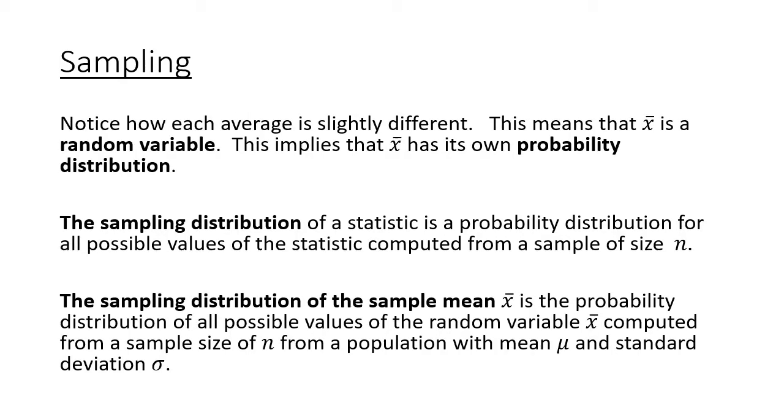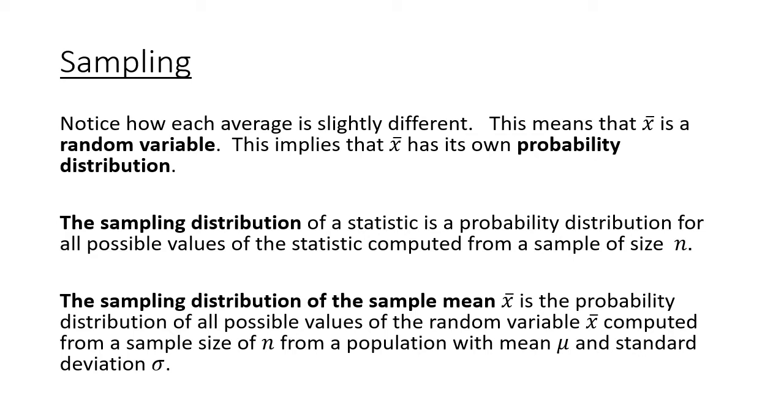So some quick definitions, I suppose. Obviously, every one of those averages was slightly different. Each x bar, each sample mean, was a little bit different, which means that x bar is actually a random variable from our previous unit, which implies that x bar actually has its own probability distribution. And these are all things we talked about back in chapter 6.